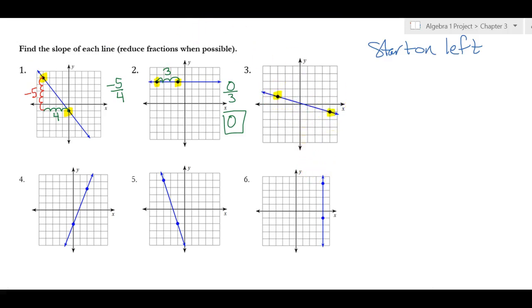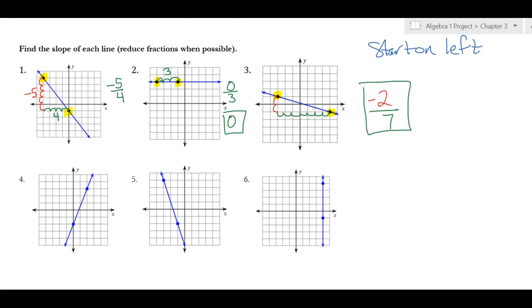Okay, so for number 3, you should have gone down 1, 2, and then I'm going to go over 1, 2, 3, 4, 5, 6, 7. And I can't reduce that, so that's my answer.